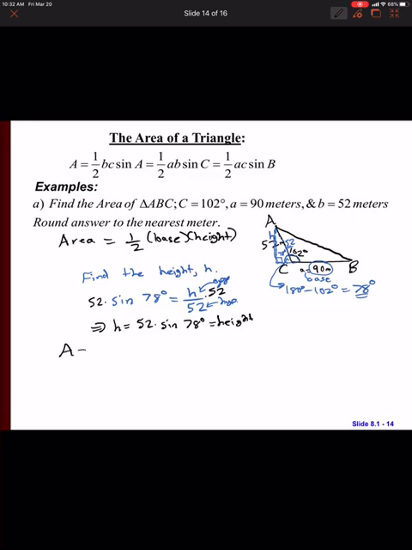Area is equal to 1/2 times base, which is 90 meters, times the height, which is 52 meters times the sine of 78 degrees. We just found the height, so we're plugging that in. There's base times height. So let's figure out what that is. Right now, let's go to our calculator and find out what the area of this triangle is.